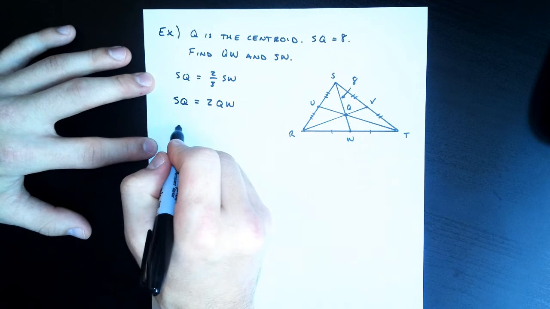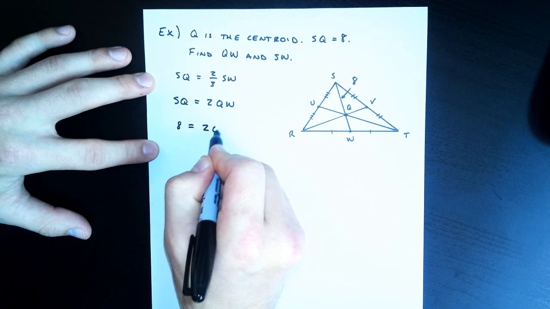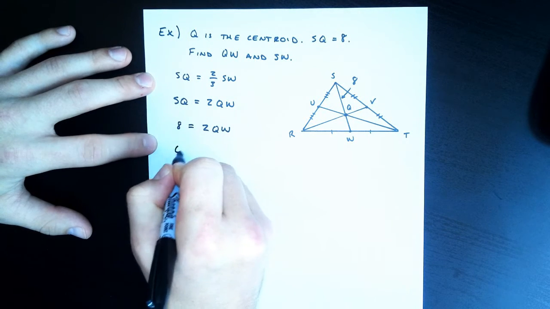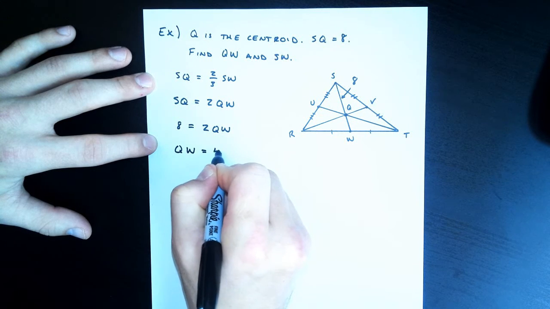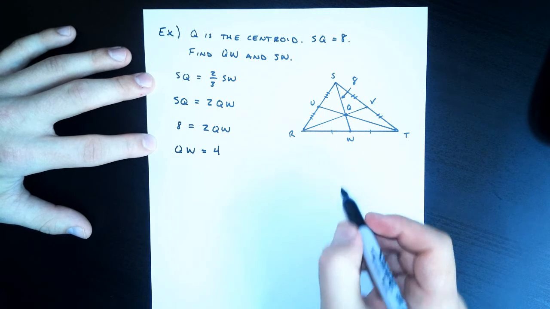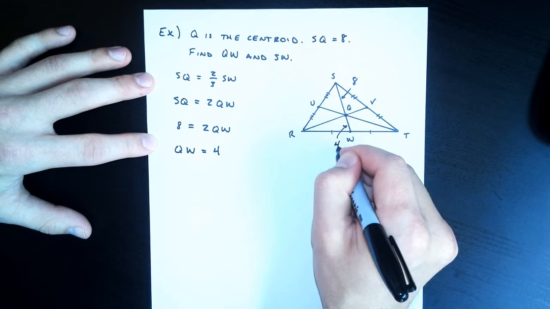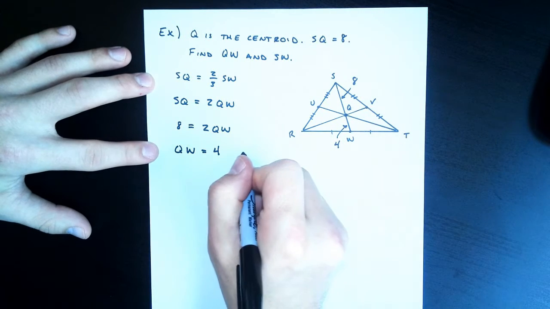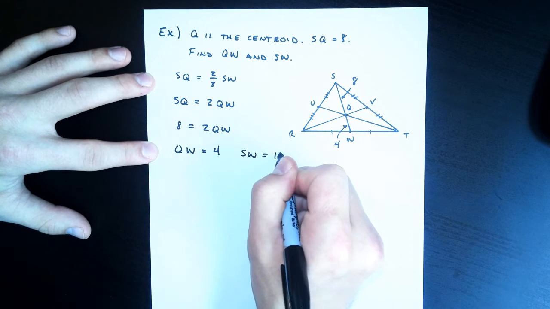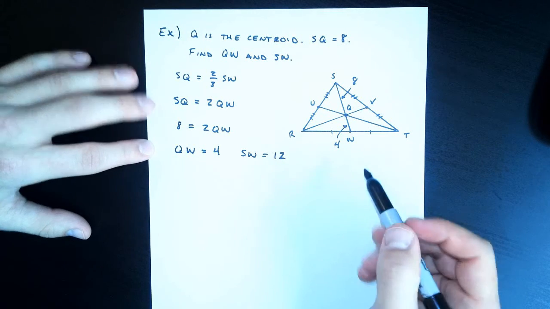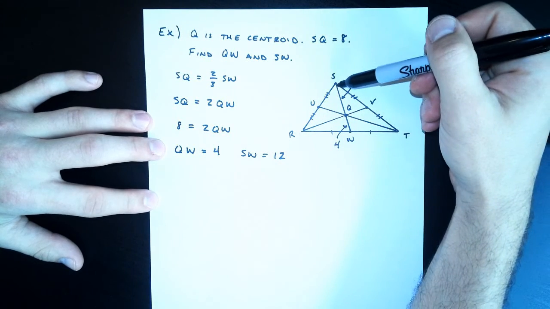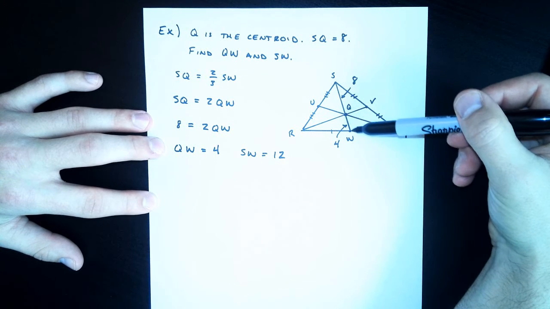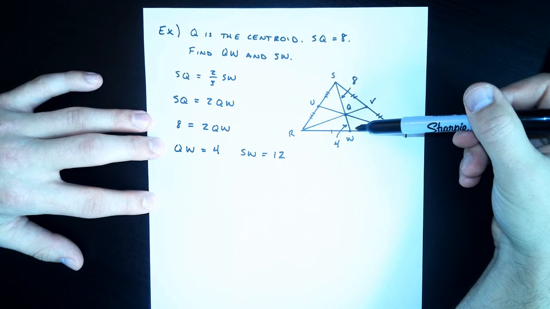So if I know SQ is 8, 8 has to be twice as long as whatever QW is. So if I divide by 2, we get QW is equal to 4. Now once I know that's 4, I can add those two segments together, and I can see that SW is 12 units long. So the entire thing is 12. SQ is 8, which represents 2/3 of that distance, and then QW is 4, which represents the last 1/3.